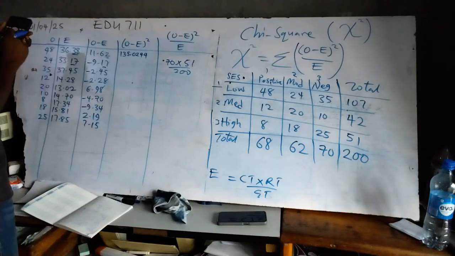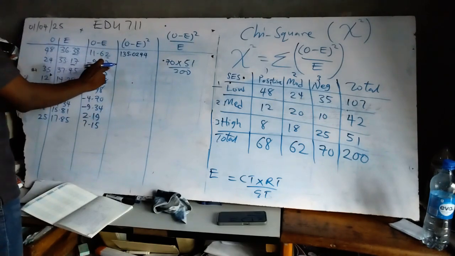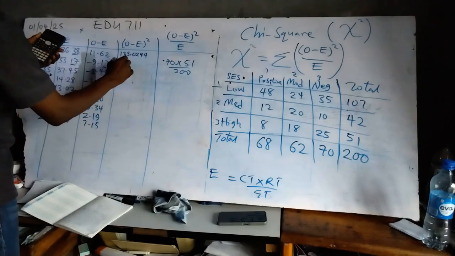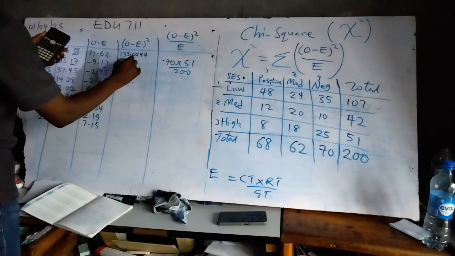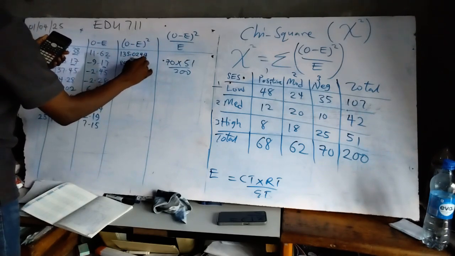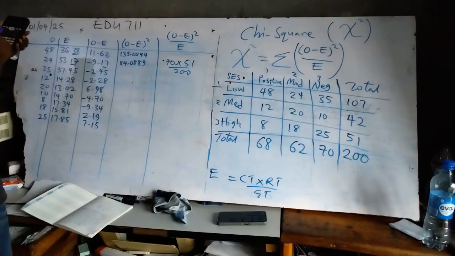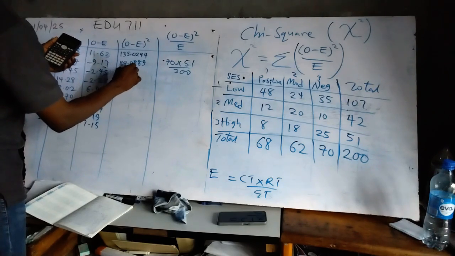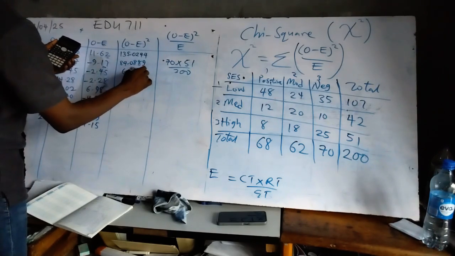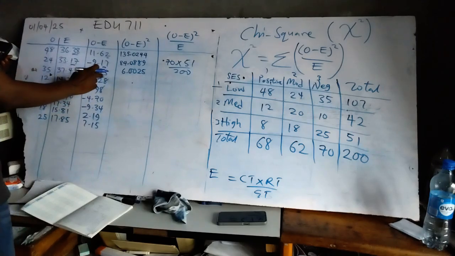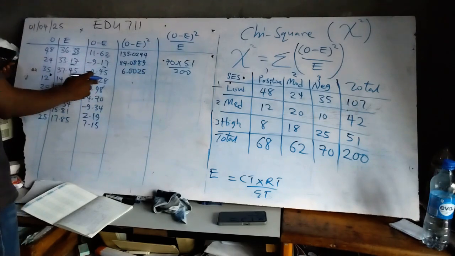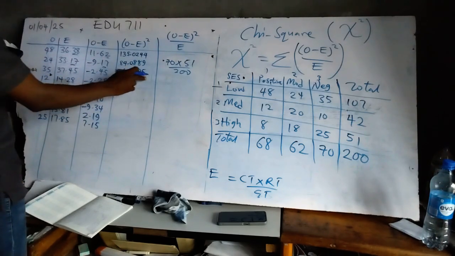You can see 9.17 squared. 7 squared is 49, so it must end with 9. We have 84.0889. 2.45 squared. We have 6.0025. That is 5 raised to power 2, 25. So it must end with 5. So this is 64. It must end with 4.